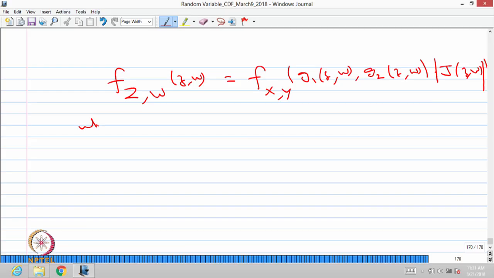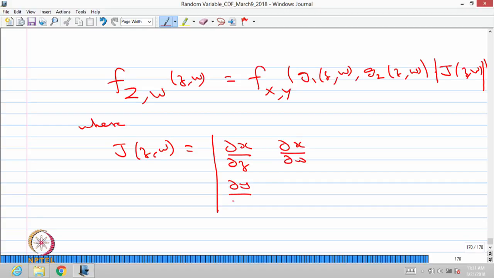where I can define the Jacobian as a function of (z, w) that is nothing but the determinant of the partial derivatives which we have got: partial derivative of x with respect to z, partial derivative of x with respect to w, partial derivative of y with respect to z, partial derivative of y with respect to w. This determinant is the Jacobian, whereas in the probability density function of Z and W you substitute the absolute value of this Jacobian.